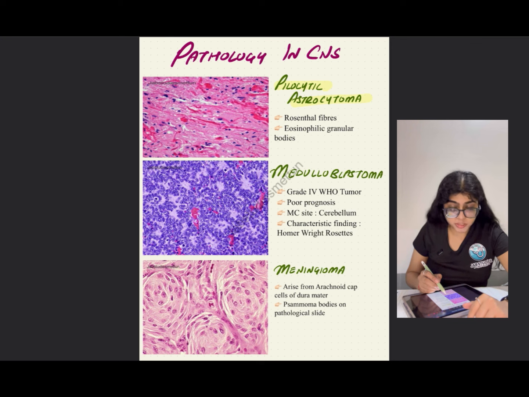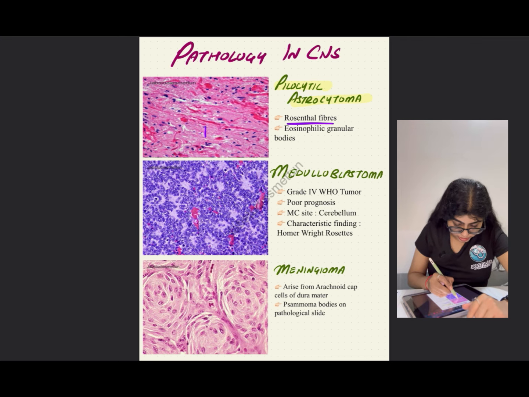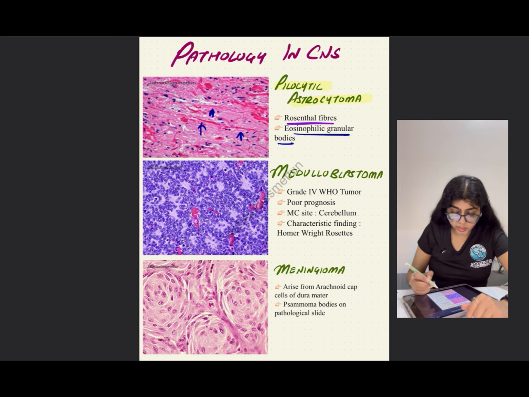In pilocytic astrocytoma, there are a particular kind of fibers that are characteristic for it, known as the Rosenthal fibers. You can see these red colored fibers over here, eosinophilic fibers, which are Rosenthal fibers. These are eosinophilic granular bodies.